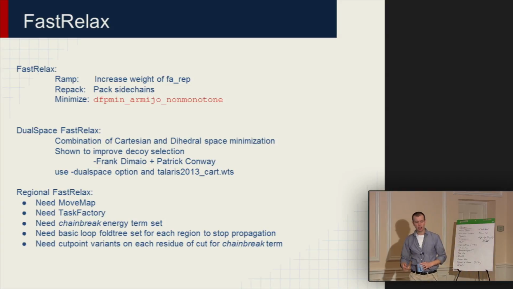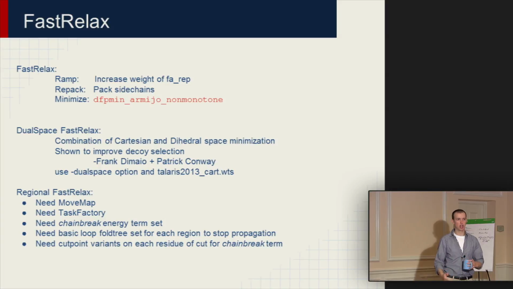There are a couple variations on FastRelax. You can do it using internal coordinates, using the atom tree minimizer. You can also use a Cartesian minimization, and so there's a variation where you can just do Cartesian minimization. And then there's this one called dual space, which does a combination of Cartesian and internal degrees of freedom. It actually does it in reverse order. So it starts in internal degrees of freedom, and then it goes to Cartesian minimization toward the end of the protocol.